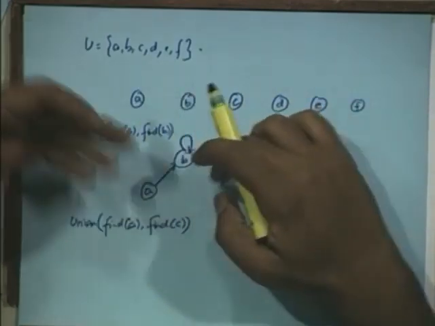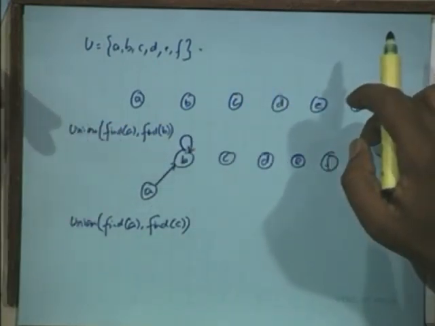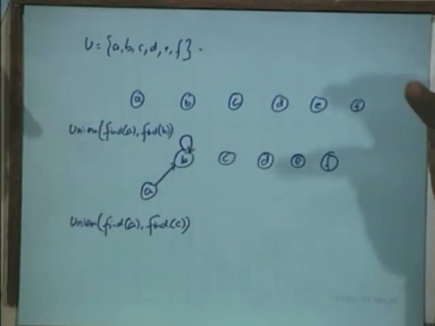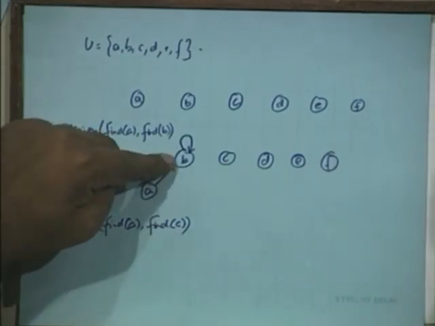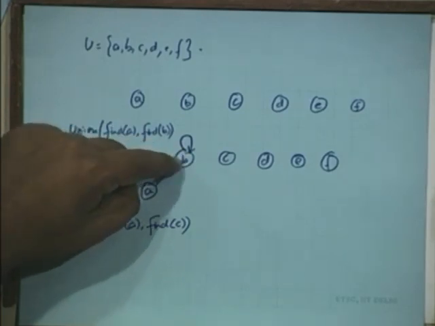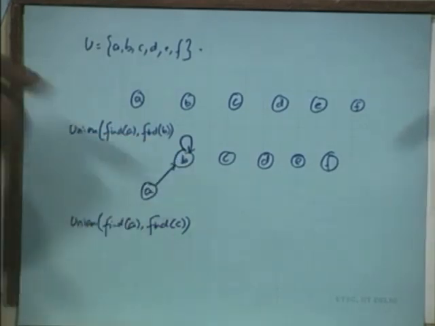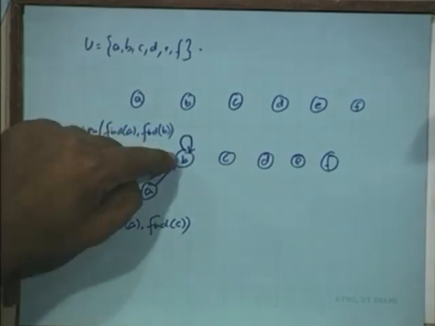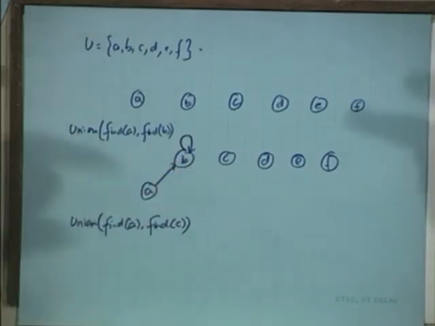Which is, in this representation, the root of the set. So in some sense, all the elements of a set elect a leader, and this is the leader of that set. So A and B are the only two elements in the set, the leader is B. When I say find A, it returns to me a reference to this node, which says that this is the root of the set in which element A lies. When I say find B, what will it return? The same thing. And then I can compare those two and determine whether they are in the same set or not.